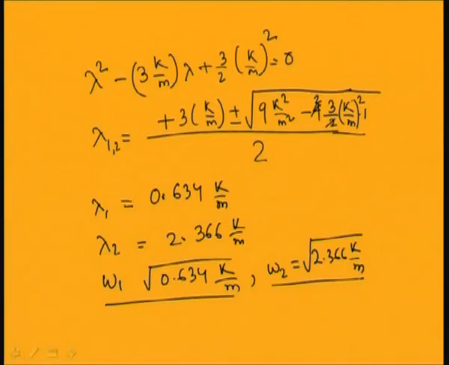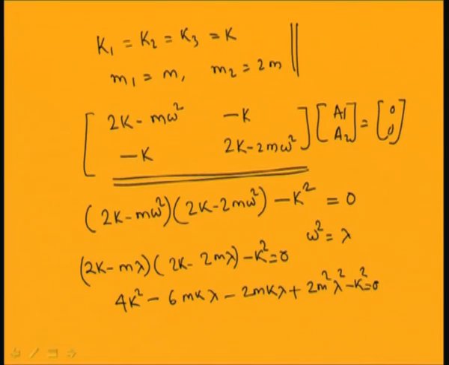So, in this case you are getting two natural frequencies, and substituting these two natural frequencies in this equation, 2k minus m omega square, minus k, minus k, 2k minus 2m omega square, into a1 a2 equal to 0 0, you can find the expression for a1 and a2. As you can see, the right hand side is equal to 0, so you cannot get a unique solution for a1 and a2.